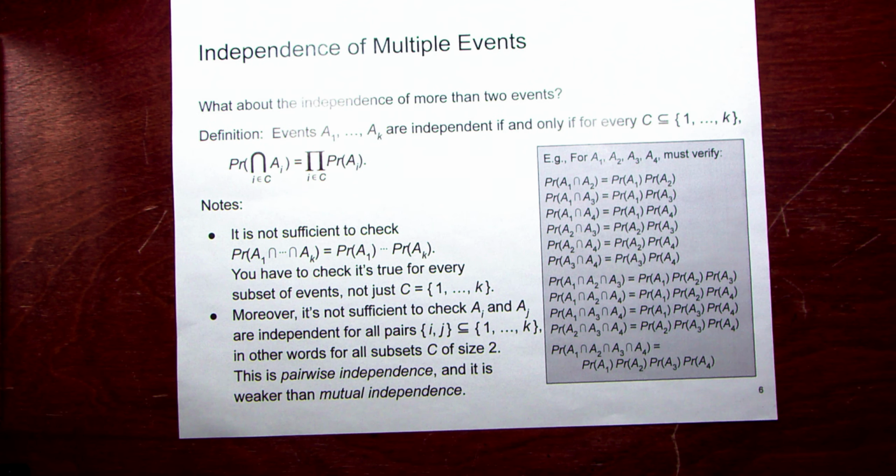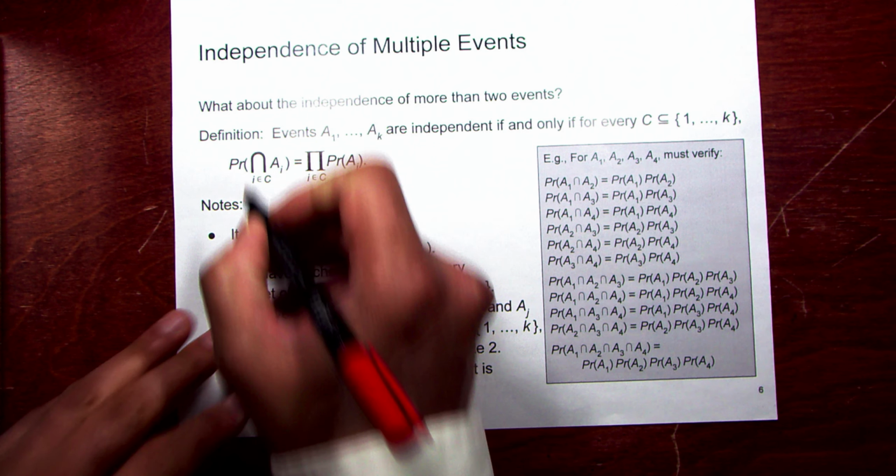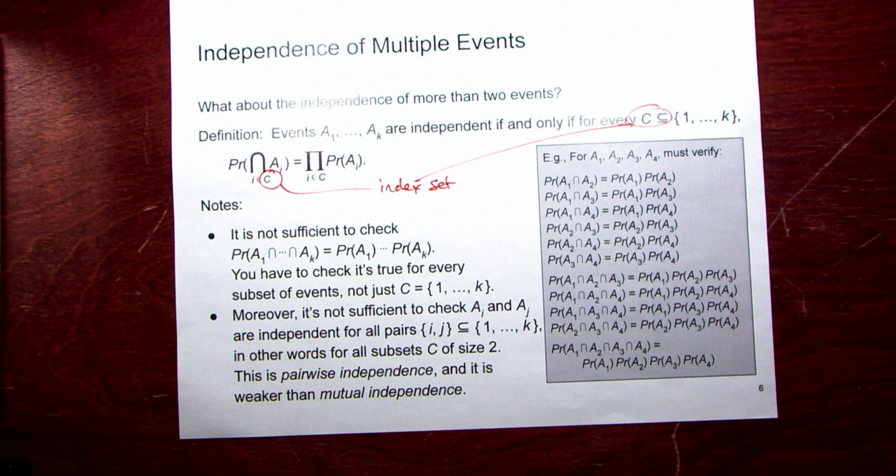Just to show you what's going on here, first of all, what is C? This is known as an index set. And why is it called an index set? Well, it's collecting all the indices of the sets that are being intersected, or the probabilities that are being multiplied. Look at the notation here: it's intersecting over all i in C.